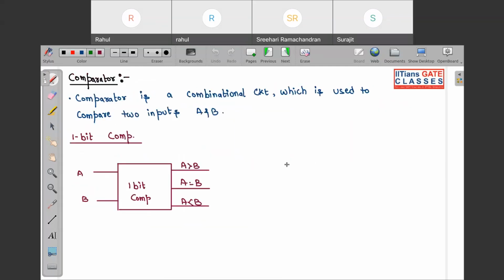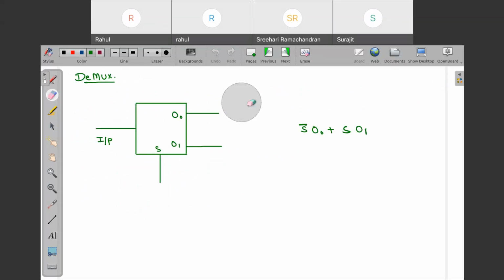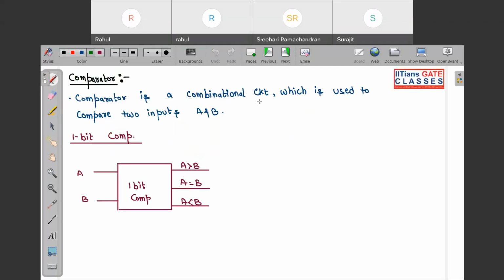So actually, we shouldn't write it like this because this is OR, which I have written. O0 will be equal to S complement I, and O1 will be equal to S I. Okay, so this is the correct way of writing.